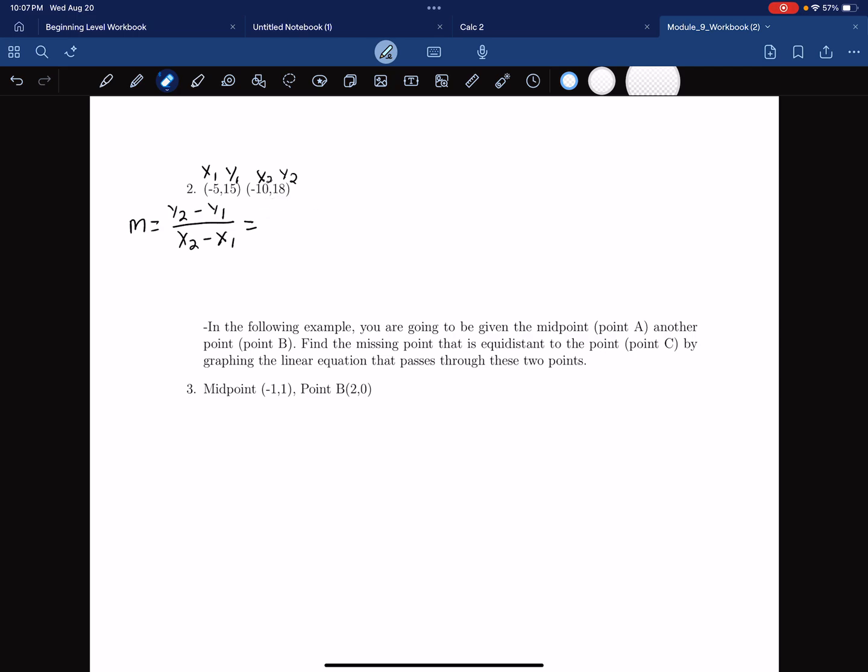So let's plug in those values. So we have y sub 2, which is 18, minus y sub 1, which is 15. And then x sub 2, negative 10. X sub 1, negative 5. So we're subtracting that negative 5. Be careful with your negative signs. So 18 minus 15 is 3. And then negative 10 minus negative 5 becomes negative 10 plus 5.